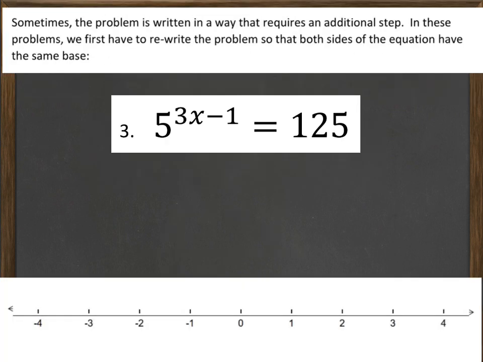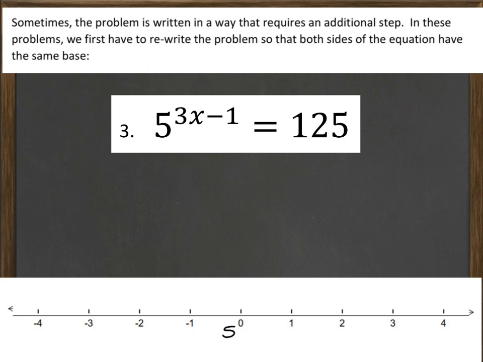So let's look at some examples where the problem is written in a way that requires an additional step. If I look at this equation, you can see I have a 5 on the left side. I don't have a 5 on the right side, do I? So I don't have the same exact base. But what I can do is use this exponential scale to figure out where 125 lies. Is it a power of 5? As soon as I see the 5, I know that my base is going to be 5.